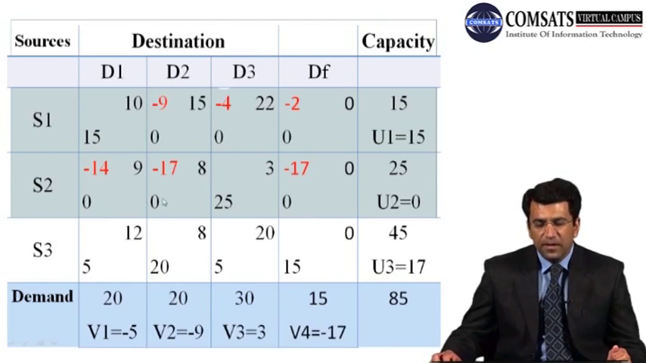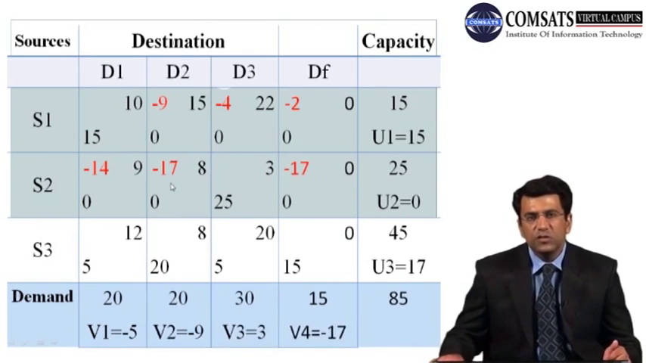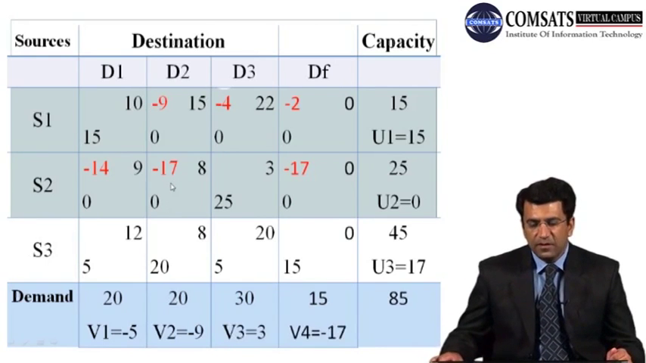Again the shadow cost for this cell S2 D2 is minus 17. Now again U2 plus V2, that is 0 minus 9 minus the relevant per unit cost, that is 8. So minus 9 minus 8, it will become minus 17. So that's why we have written minus 17 here as the shadow cost of this particular cell S2 D2.